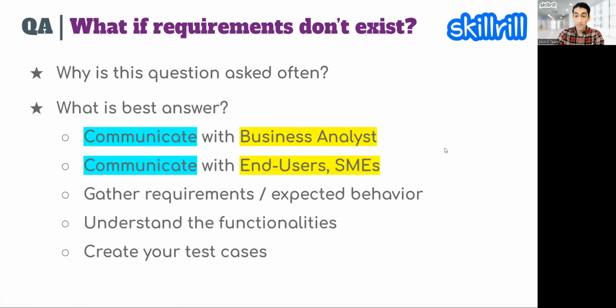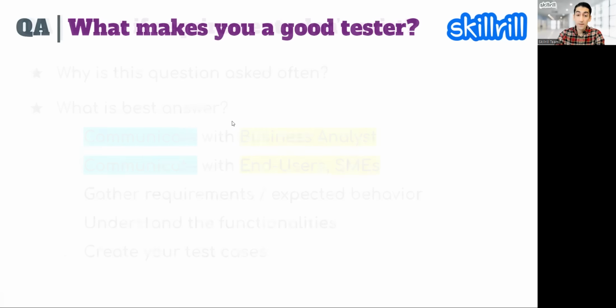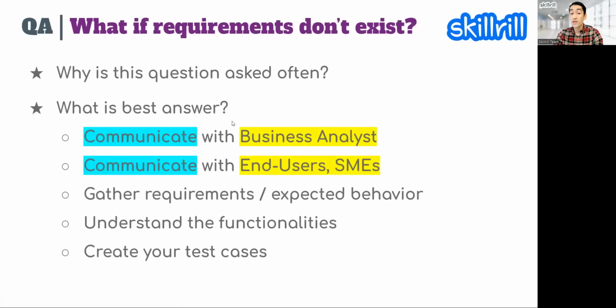So the best answer, and this is a good tip for anyone out there looking for a job these days or going through the interviews, you have to communicate. Let me just go back. You have to communicate and communicate and communicate, basically, right? Communication is the number one skill for QA testers. So you have to be talking to the business analyst if there's a business analyst, right? Not all the companies can afford a business analyst. Sometimes there is no business analyst.